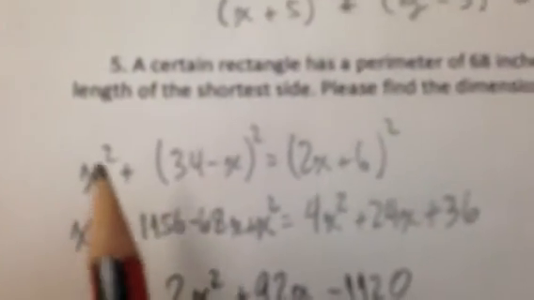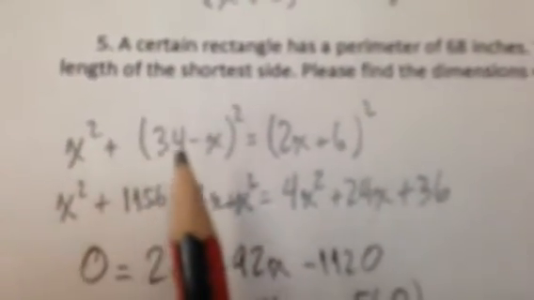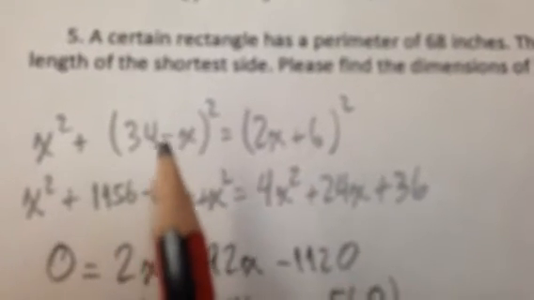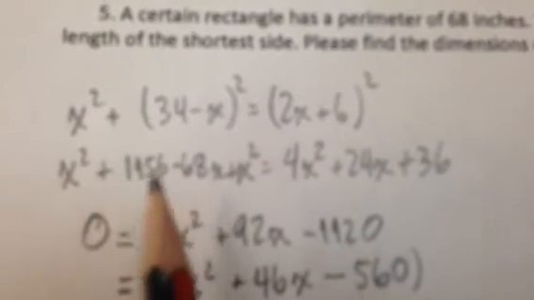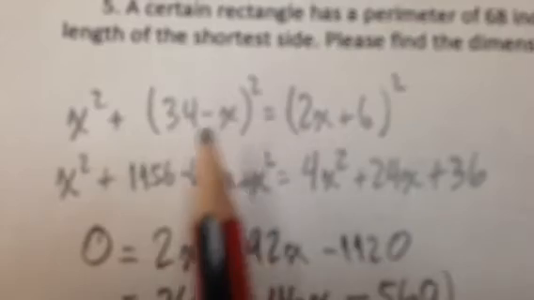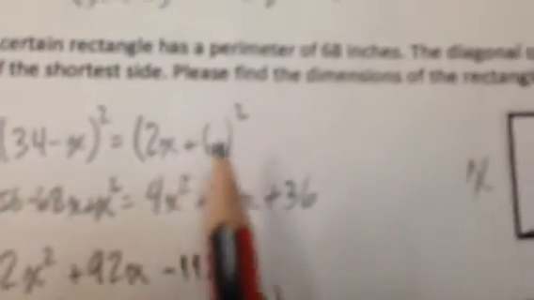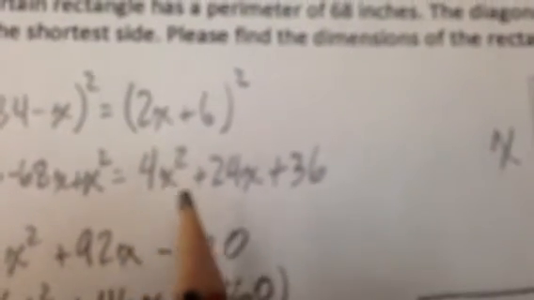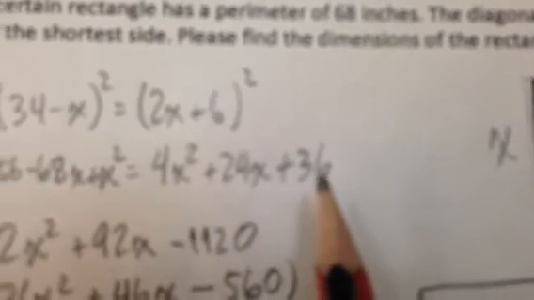And so here it is. There's my Pythagorean Theorem worked out there for each one of those expressions. Lordy, those look kind of difficult. And yeah, the numbers get kind of big. There's x squared. This is 1156 minus 68x plus x squared. That's what I get when I square that binomial. When I square this binomial over here, I get 4x squared plus 24x plus 36.